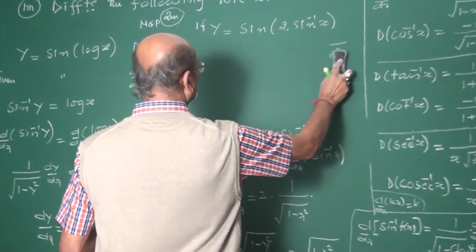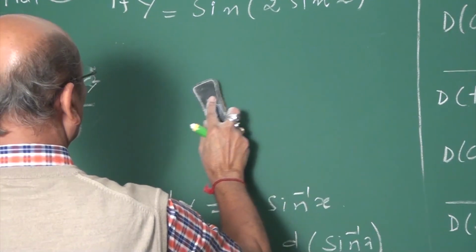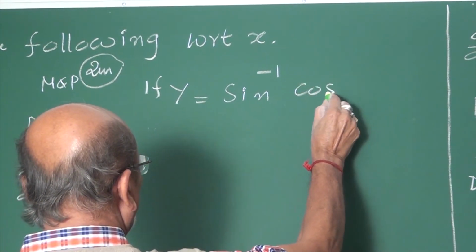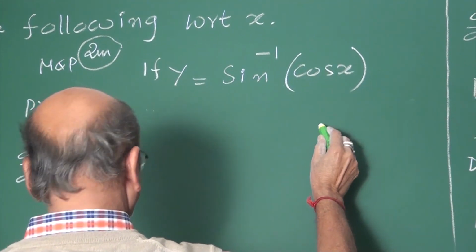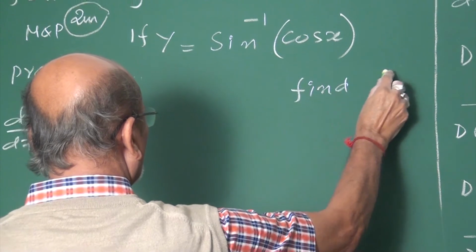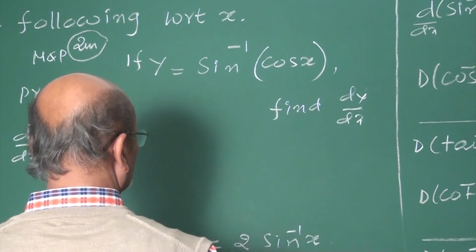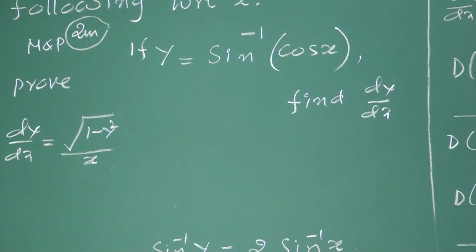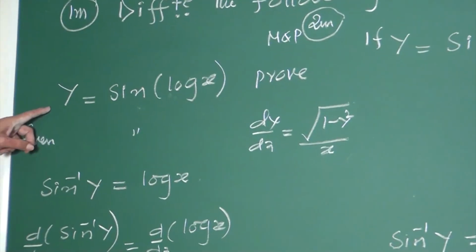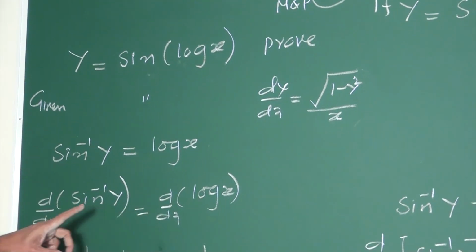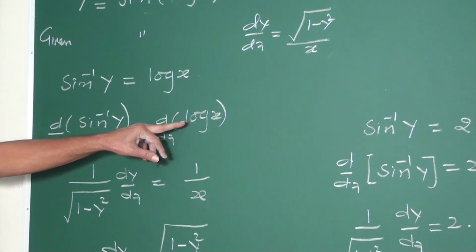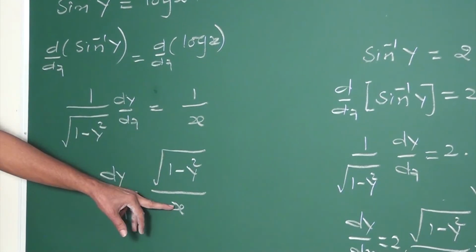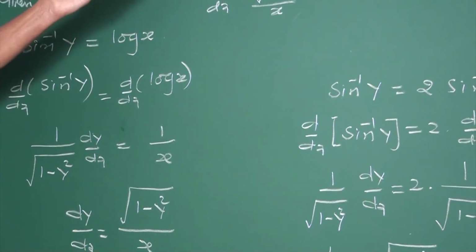If y equals sin inverse cos x, then find dy by dx. Yes, my friend, I hope the previous example is clear. I think you have copied this also: sin log x, bring this side, write the derivative, simplify, bring to the RHS, down, up, down is down. This we wanted. It is a slight change here.